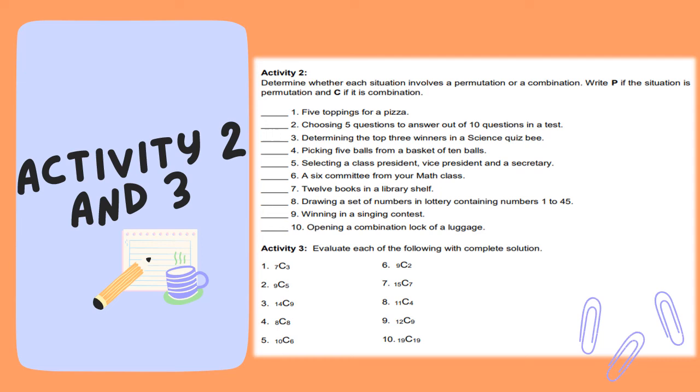In activity 2, the direction is determine whether each situation involves a permutation or a combination. Write P if the situation is permutation and C if it is combination. In activity 3, evaluate each of the following with complete solution. You can use another sheet of paper for your solution. In case you find it difficult, you can go back to the start of this video lesson and review the discussion or just message me. God bless and may you do your best in accomplishing this task.